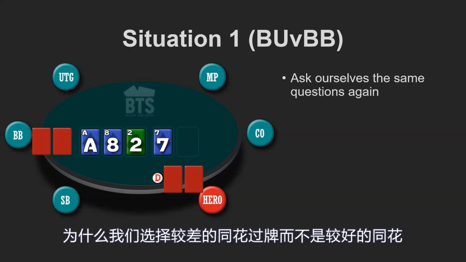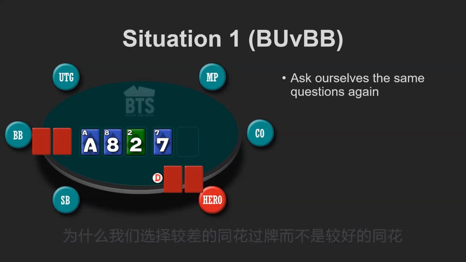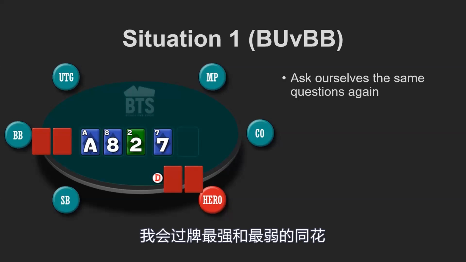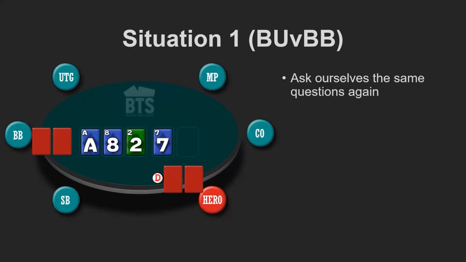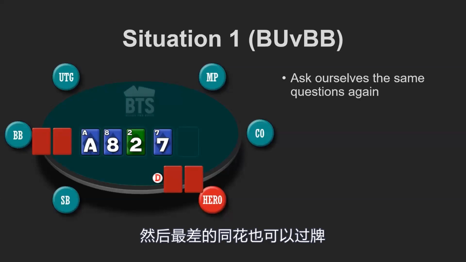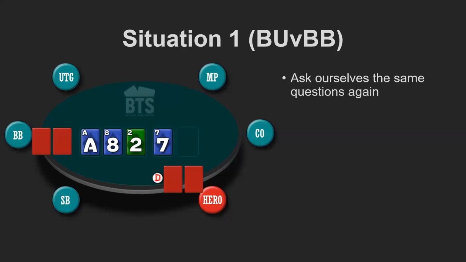Lurie is saying, why check back the worst instead of the best? I mean, we can do both. I would check back my really, really strong flushes and then my really, really weak flushes. So if I have a hand like king, queen of diamonds, for example, in theory, I would check that back, and then king, jack, I can see myself checking back, and then I would check back my really worst flushes as well.